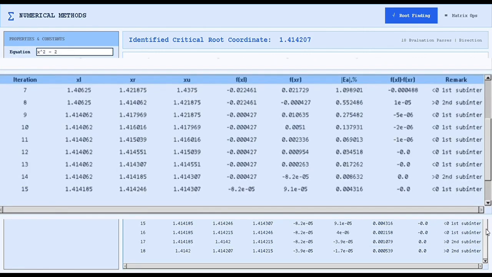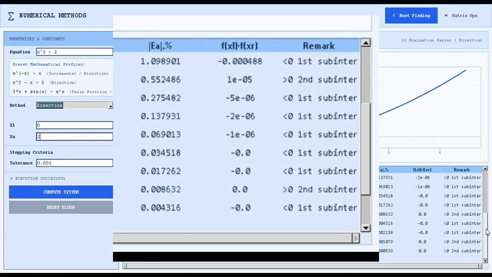The table shows XL and XU as the current bounds, XR as the midpoint guess, FXL and FXR as the function values at those points, EA, which is the approximate relative error showing how much the estimate changed from the last iteration, the product of FXL times FXR, and lastly, the remark column. The remark tells us which half contains the root.